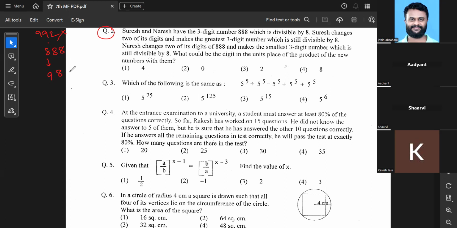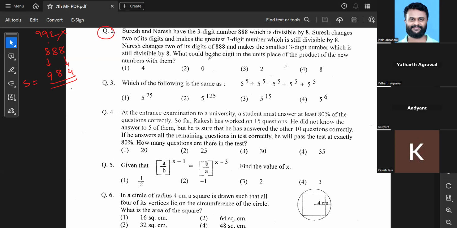Now after 9 8, he'll have to find the number which will make this number divisible by 8, and that is absolutely 4. So the third number he will make it as 4. Okay, 984. 984 is the number which is the greatest possible number at the same time divisible by 8. So this guy makes it divisible by 8. So the first condition we have understood. So this is Suresh's number now.